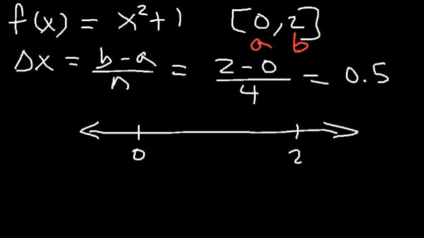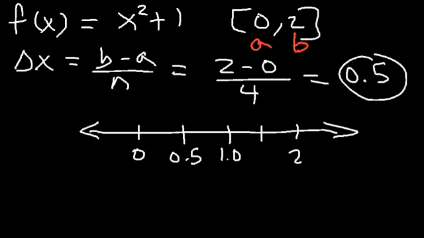Now we have 4 intervals, which is basically going to be 5 points, and each interval differs by 0.5. So the first one's going to be 0.5, the second is going to be 1.0, the third one is 1.5. Now, since n is 4, we're only going to use 4 of those 5 points. Even though there's 5 points, there's 4 intervals, or 4 rectangles.